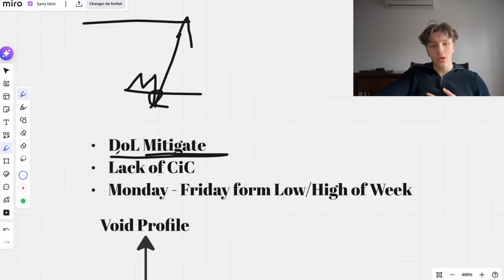So when the draw on liquidity on the higher time frame gets mitigated early in the week, this is when I don't use the weekly profile, and I focus only on the daily power of 3, not the weekly.